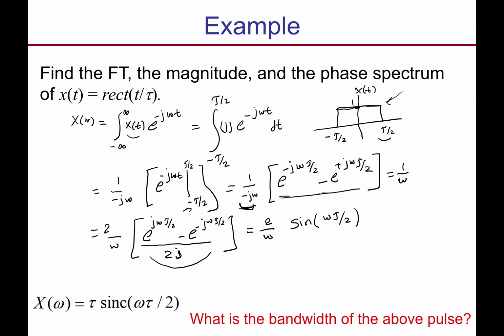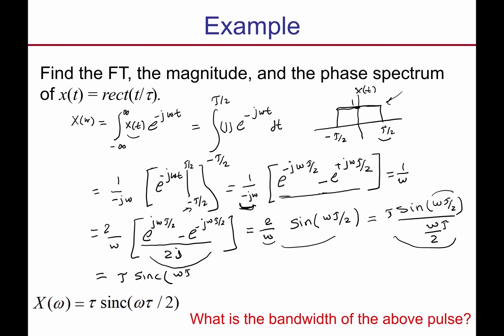So what I can do, I can manipulate this sine of omega tau over 2. This omega here will come here. Inside, the argument of the sine function is omega over 2. So I will bring this 2 to be omega over 2. So far this is exactly the same as this. I need tau here. So I can multiply by tau here, and I have to divide by tau here because I don't want to change it. I want to keep it the same. If you divide by tau, multiply by tau. Now this function equals tau sinc of omega tau over 2.